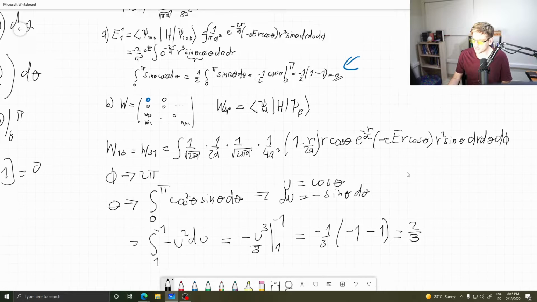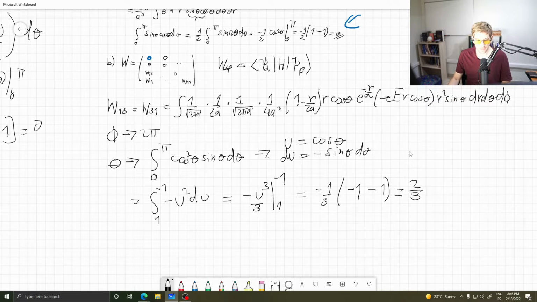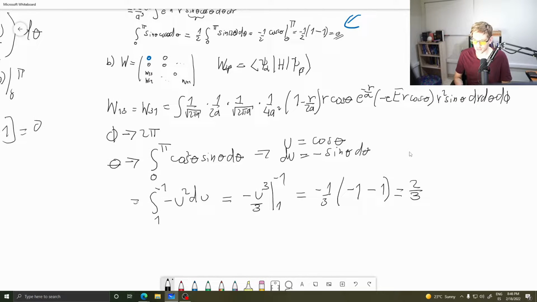So let's rewrite the expression for W13 using what we have found now. So W13, which again is the same as W31. We have already solved the theta and phi components. So outside, let's go for the constants. We get 1 over 2 pi a from the square roots. But we are multiplying by 2 pi because of the phi integral. So we can get rid of the 2 pi and we get 1 over a.